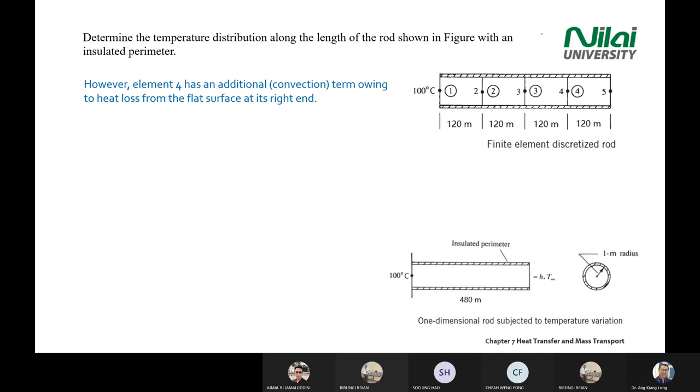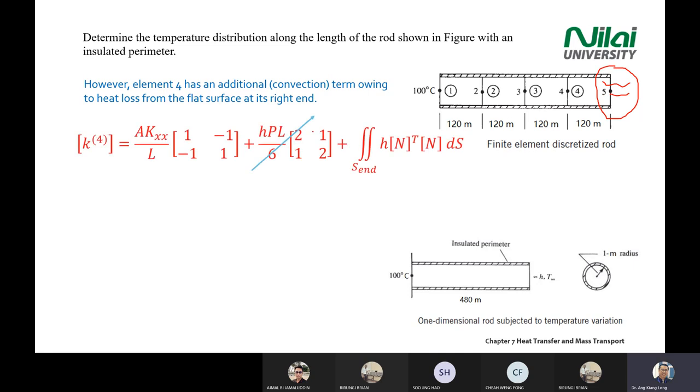Next one, a little bit more complicated, is element 4, because element 4 is exposed to the atmosphere and there's a convection happening at the end here. Convection does not happen at the side, so it's only exposed at the end, because it's insulated over here. So the middle one you cancel for element 4.